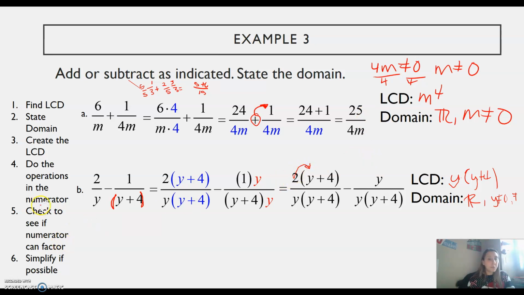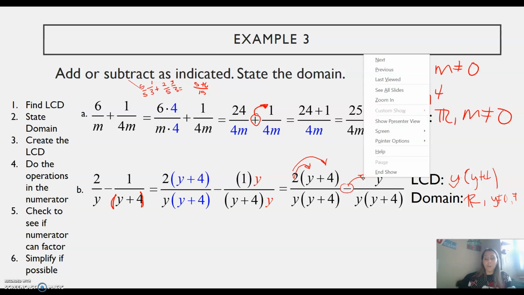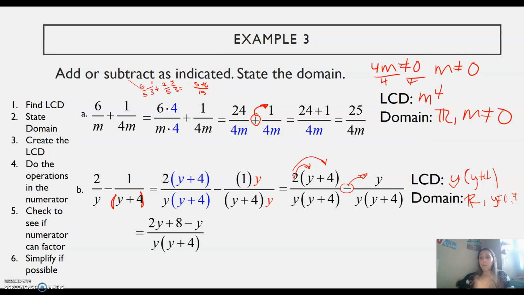So now we're going to do the operations in the numerator. I'm distributing the 2 here, and I'm going to move this negative sign up right there, and I'm going to write it all over one denominator, my LCD. So now I get 2 times y, which is 2y, 2 times 4, which is 8. Negative 1 times y, or minus y.